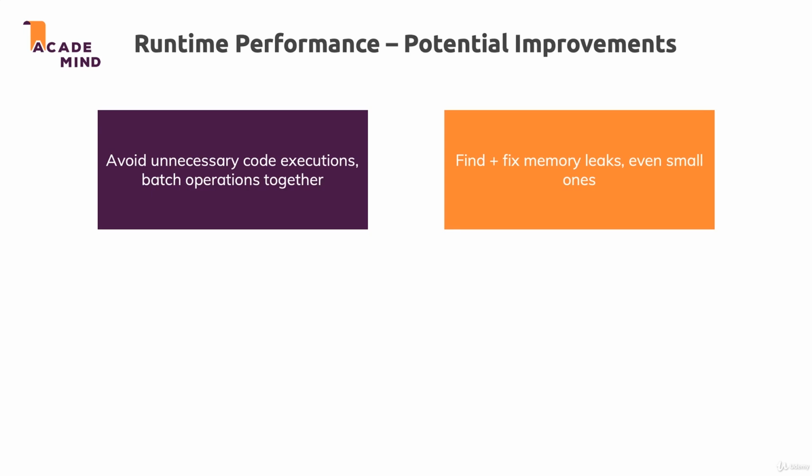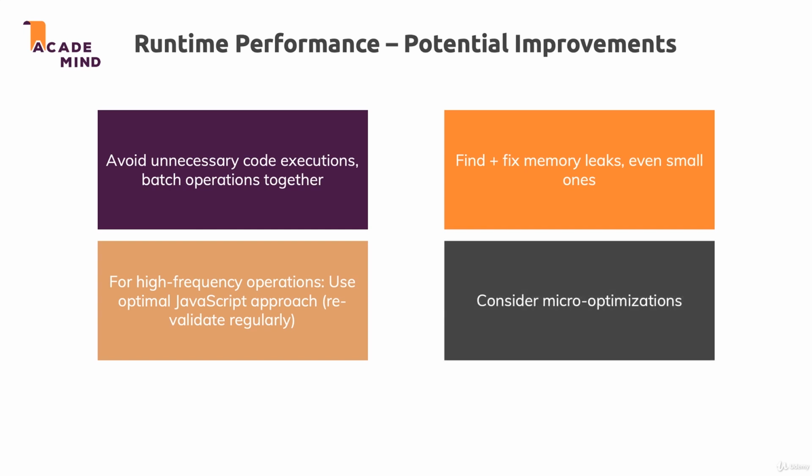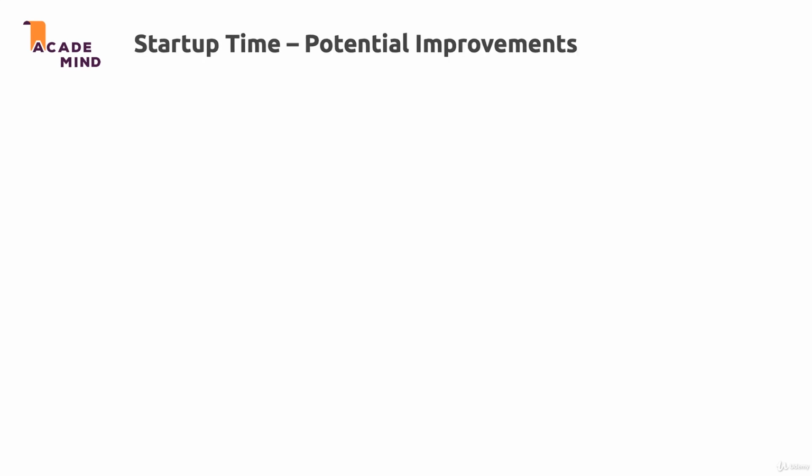You should, of course, also find and fix memory leaks, even small ones, because they can add up and make your page slower or make it crash. For high-frequency operations, you can compare different approaches, like the two for loop alternatives we had a look at, and use the faster one. And in general, you might consider micro optimizations, but you should also be careful about them because performance isn't a fixed thing. It can change in the future, and you might be optimizing for something which really doesn't matter.